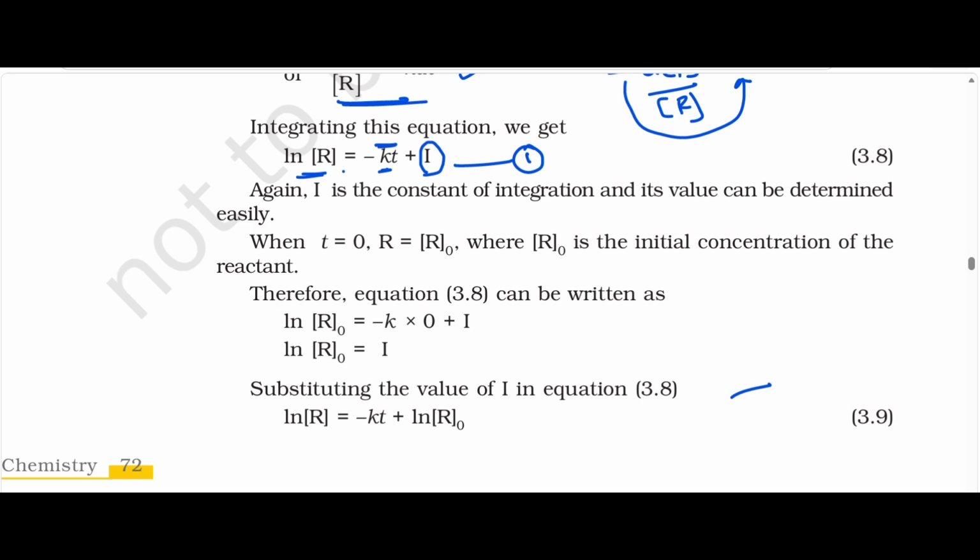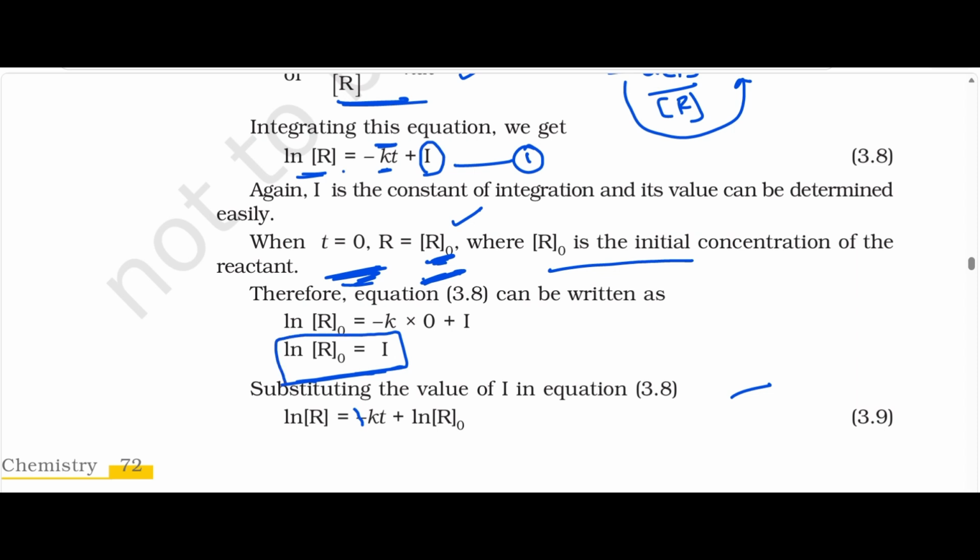When time equals 0, the concentration of reactant is the initial concentration. So at that time, r will become r0. They have indicated r as r0 at time 0. Here r0 is the initial concentration, whereas r is the concentration after some time. Clear? Now, upon substituting this data, we get the value of I.